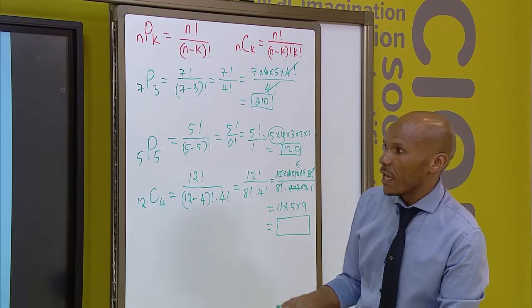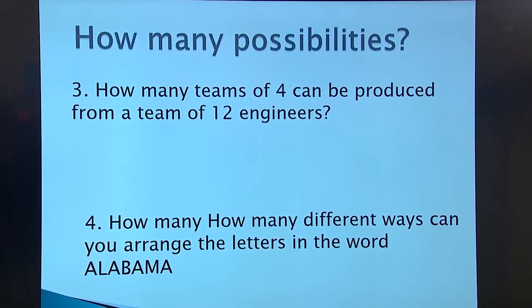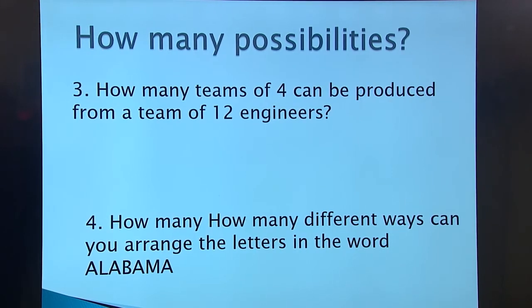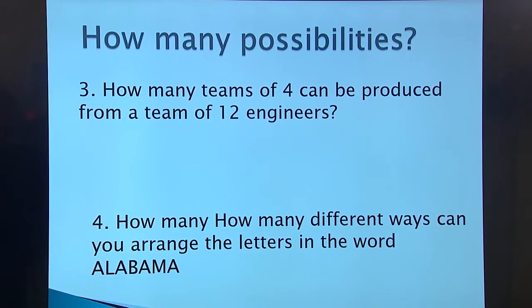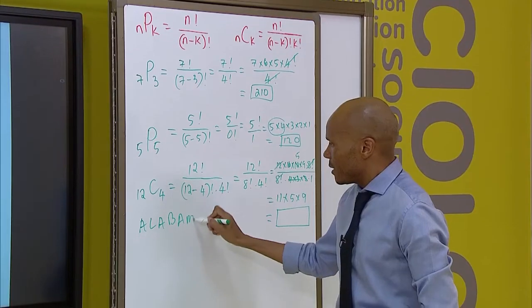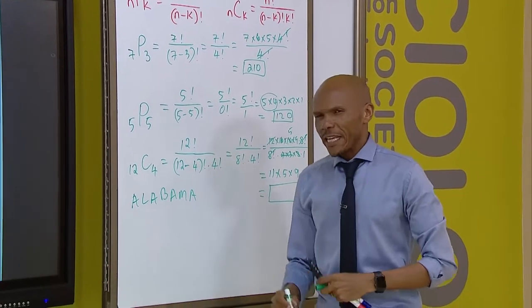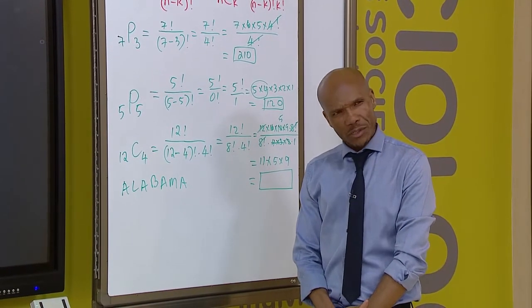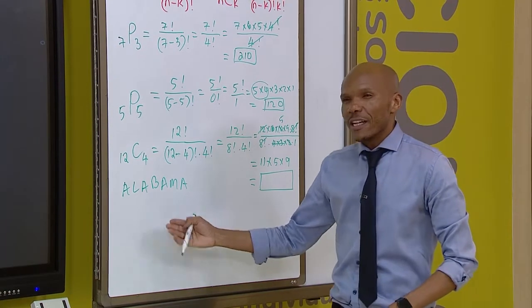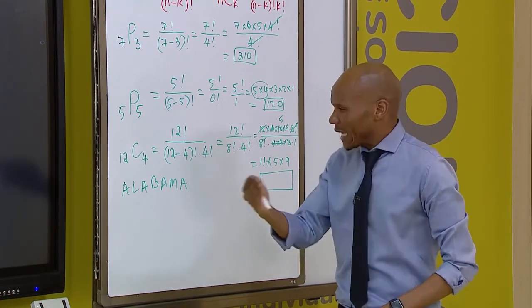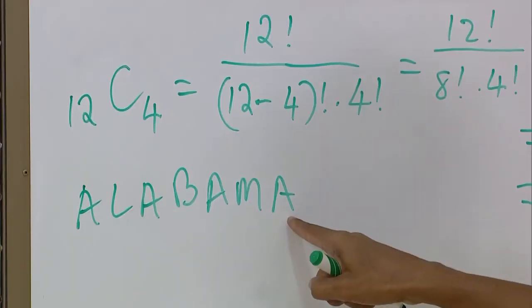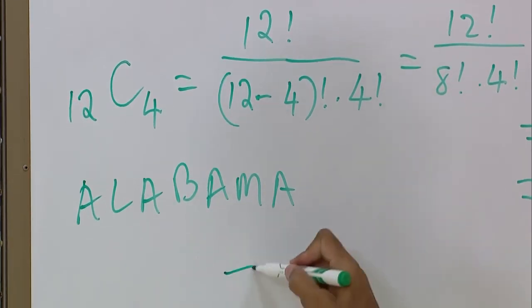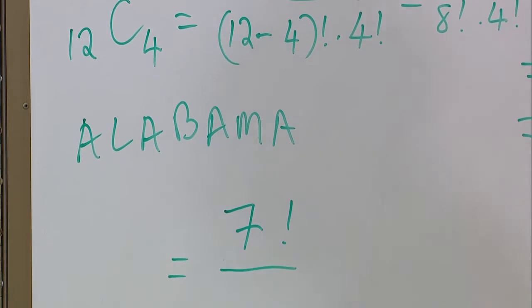The other question says, now this is a bit different. Think about it. How many different ways can you arrange the letters in the word Alabama? So you have Alabama. So here you're asking yourself, what am I going to use, right? Here we're going to use the counting principle. You'll say, how many letters do I have? 1, 2, 3, 4, 5, 6, 7 letters. So you have 7 factorial, right?